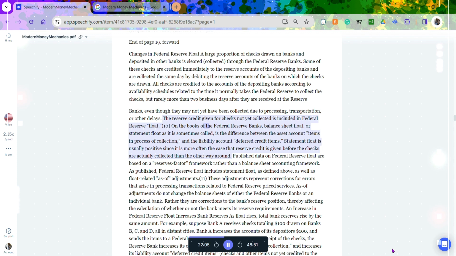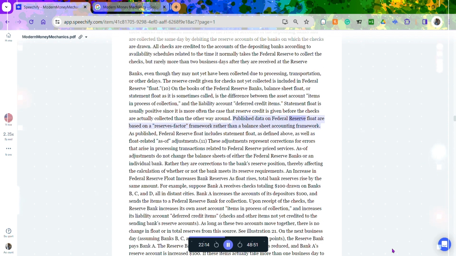10. On the books of the Federal Reserve Banks, balance sheet float, or statement float as it is sometimes called, is the difference between the asset account items in process of collection, and the liability account deferred credit items. Statement float is usually positive since it is more often the case that reserve credit is given before the checks are actually collected than the other way around.